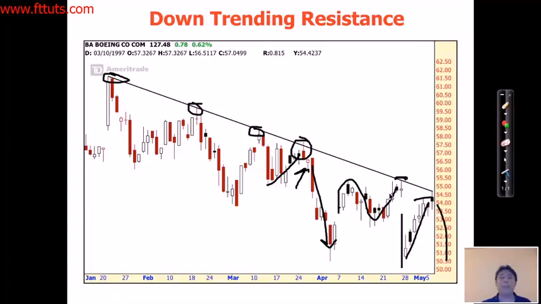So as long as the price remains below that trending resistance, the downtrend prevails. You do not want to go long, you want to stay short. And of course, eventually, if the stock breaks above this resistance, all right, then you do not want to be short anymore. It could be an indication of a change of trend. So let's take a look at some examples from the charts.